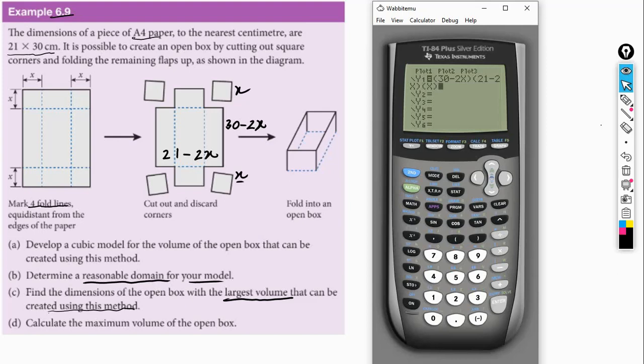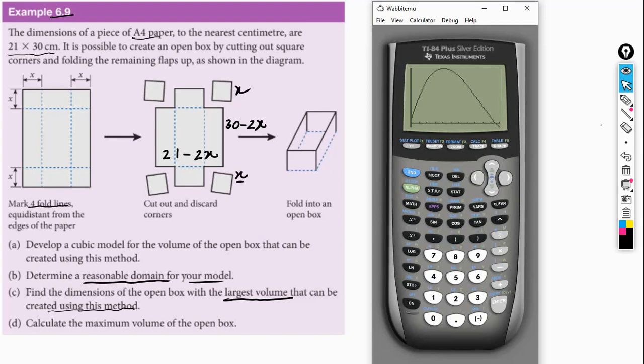Okay, now normally when we want to do a graph, we have to make sure we have the right window. But I'm going to show you an easy way to get the right window with a function in Zoom. So you go to Zoom and scroll down to the 10th option, which says Zoom Fit. Click on Enter. And there we have our model. Now, this represents the volume. So the maximum volume is somewhere around here, right at the top of this curve.